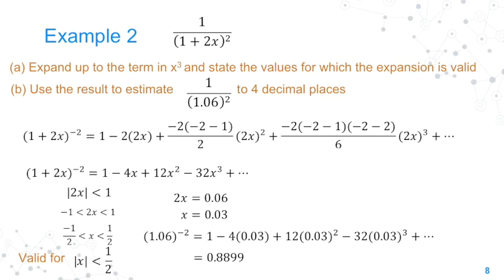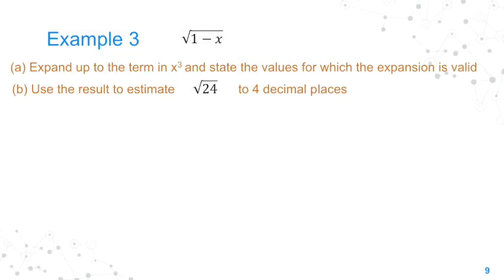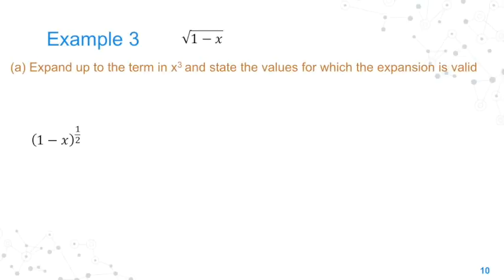Okay, now let's proceed to the third example, and that is square root of 1 minus x. So it's the same thing. We have to expand this up to the term in x cubed, and I think we need to rewrite this in such a way that it's going to be quantity minus x to the power of 1 half.